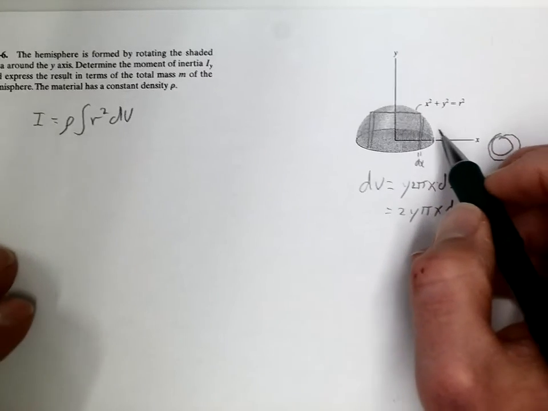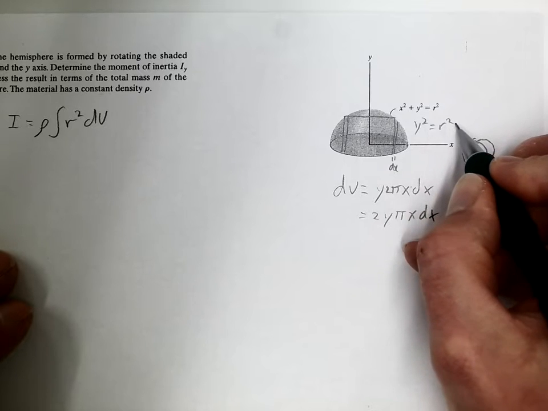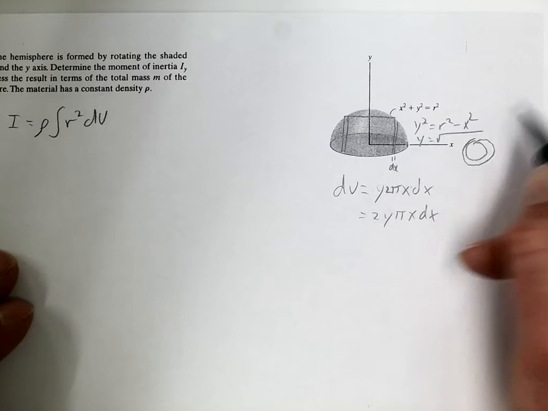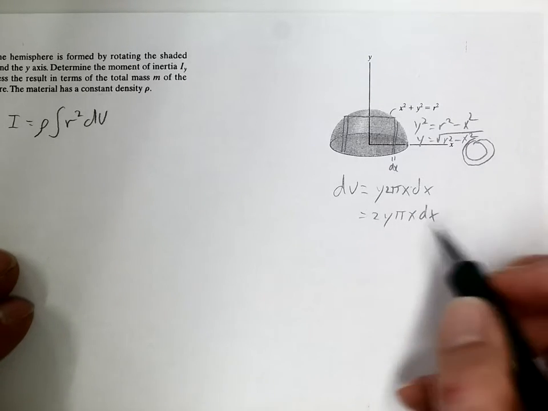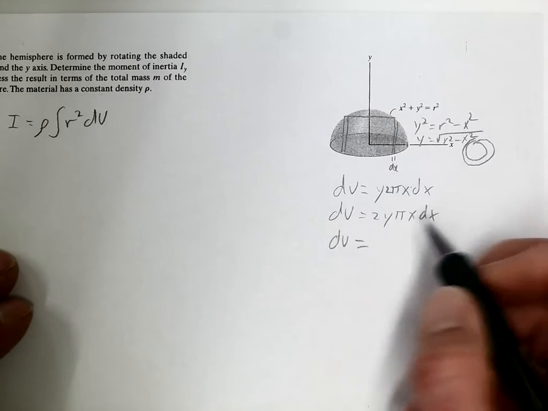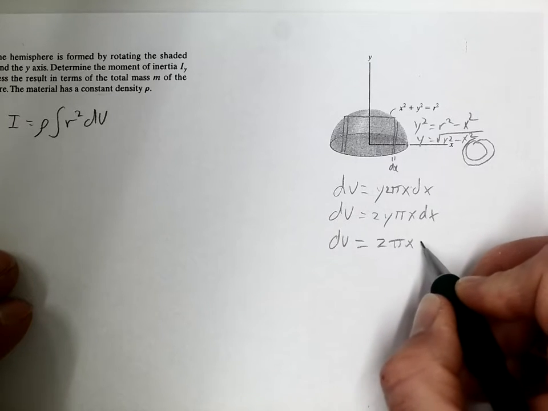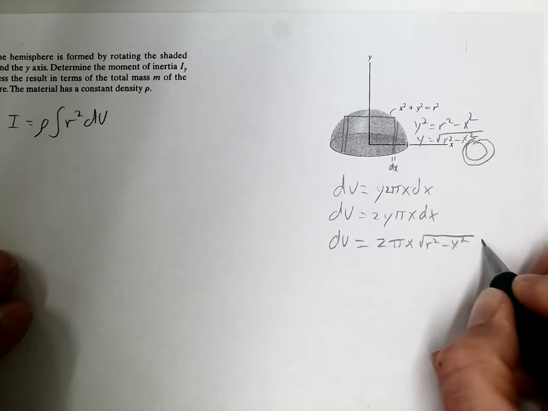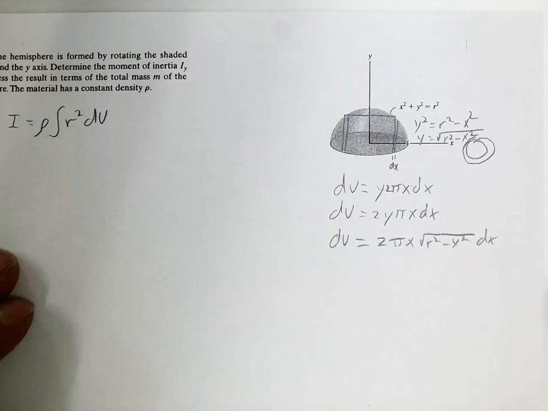So rewriting this equation in terms of y, we will get y squared equals r squared minus x squared. So y equals the square root of r squared minus x squared. So dV is actually 2 pi x square root r squared minus x squared dx. So there's our dV.